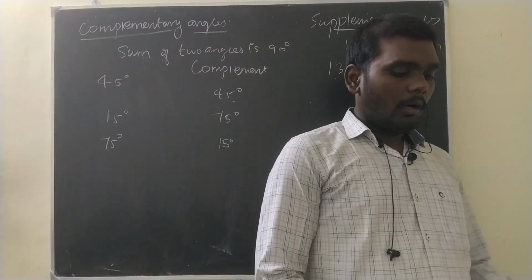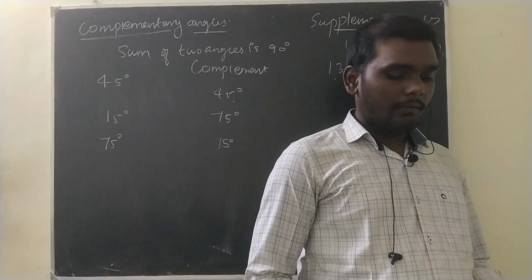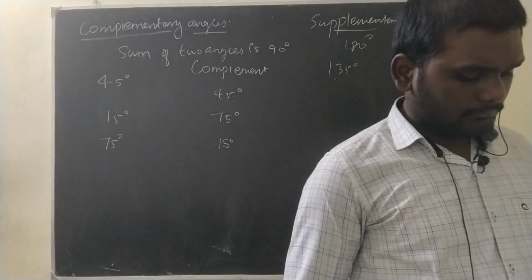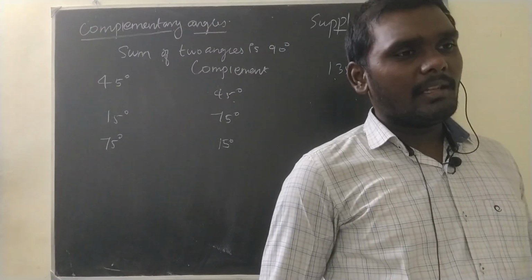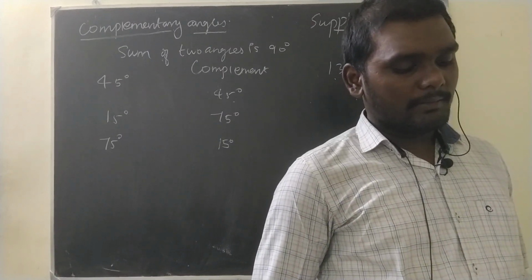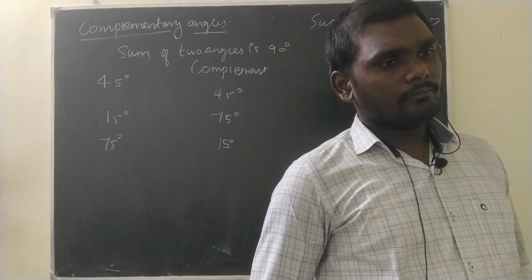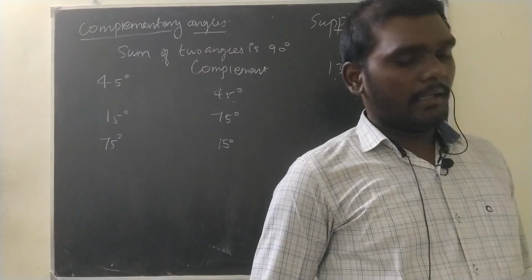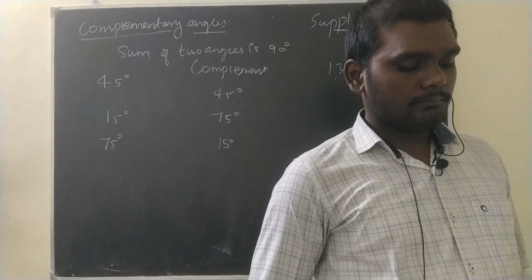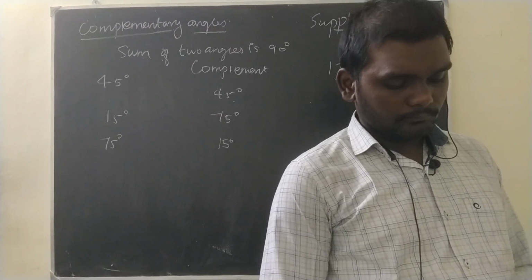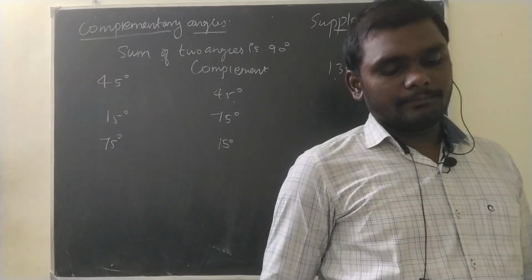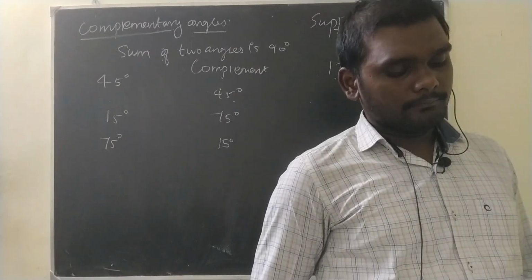Next. What will be the measure of the supplement of each one of the following angles? 100 degrees means what is its supplement? 80 degrees. 90 degrees means its supplement is 90 degrees. 55 degrees means the supplement is 125 degrees. 125 degrees means the supplement is 55. That's all.